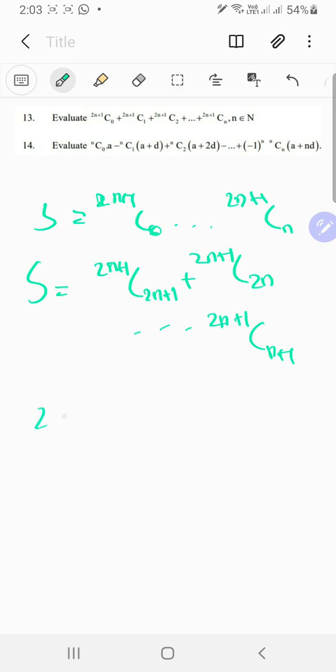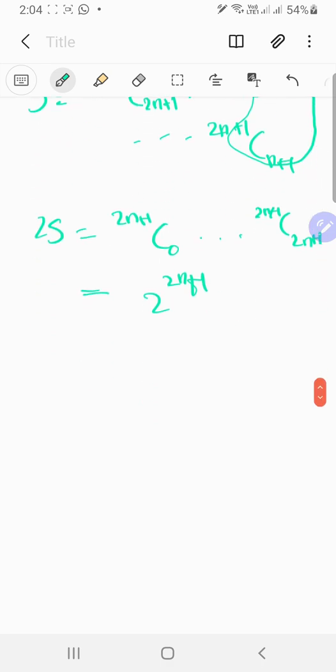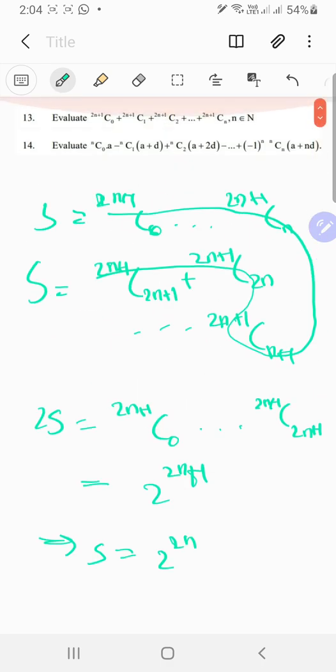So 2s is going to be 2n plus 1 c0 all the way till 2n plus 1 c, it's supposed to be n plus 1, right? So c2n plus 1. Okay, so we go like this. Yeah, that makes sense. So that's supposed to be equal to 2 power 2n plus 1. So that's going to give me s equals 2 power 2n. That's it. Okay, so what about the next one?